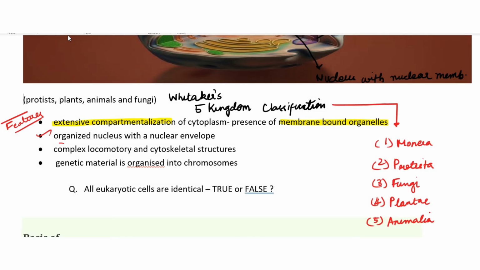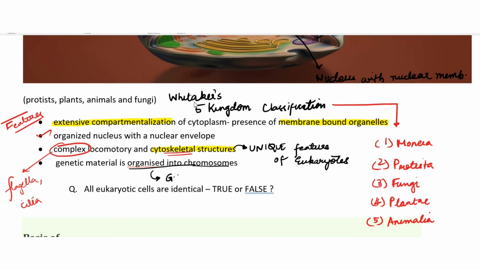And there are complex locomotory structures and cytoskeletal structures. Unlike prokaryotic flagella, which are made up of flagellin protein, the flagella present in eukaryotes, I told you, are complex. Cilia and flagella are all complex structurally, and there are cytoskeletal elements which we will learn later, and they are unique features of eukaryotes. And genetic material is organized into chromosomes. Genetic material is not naked because it is covered with a nuclear envelope, and it gets organized into a condensed form known as chromosome.